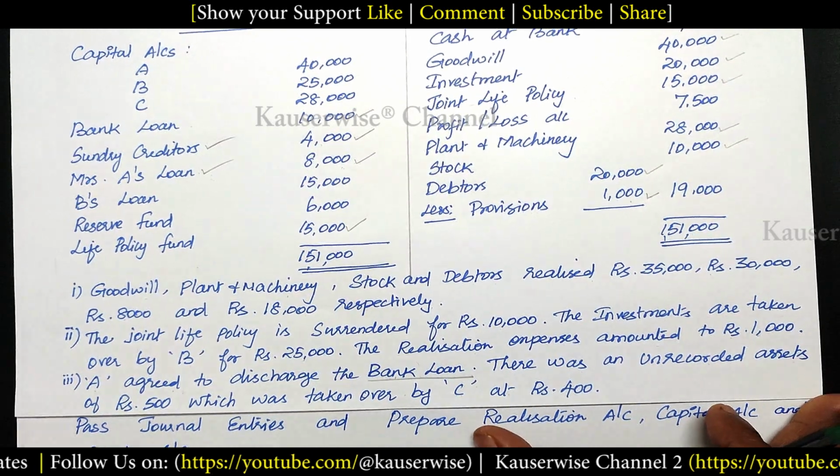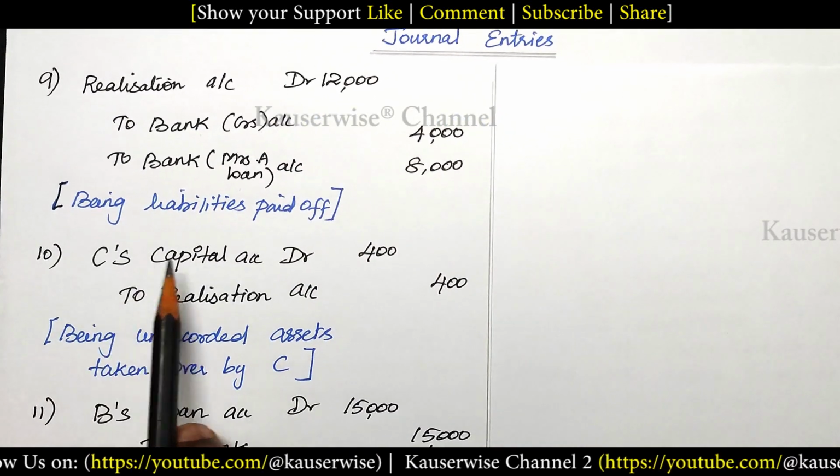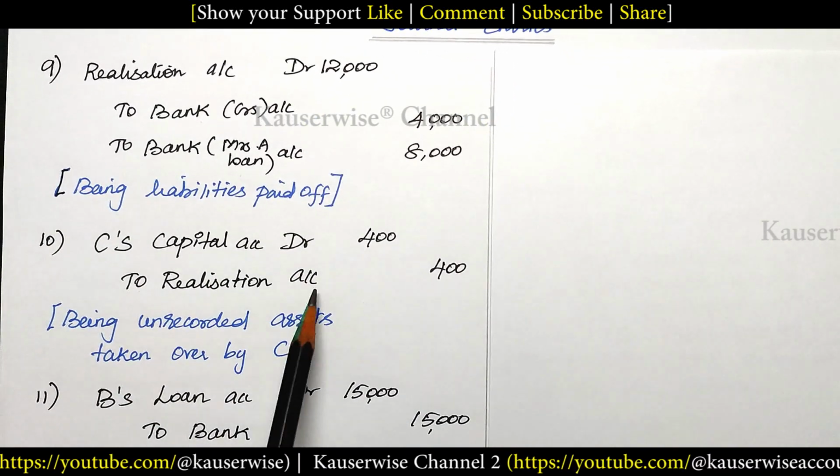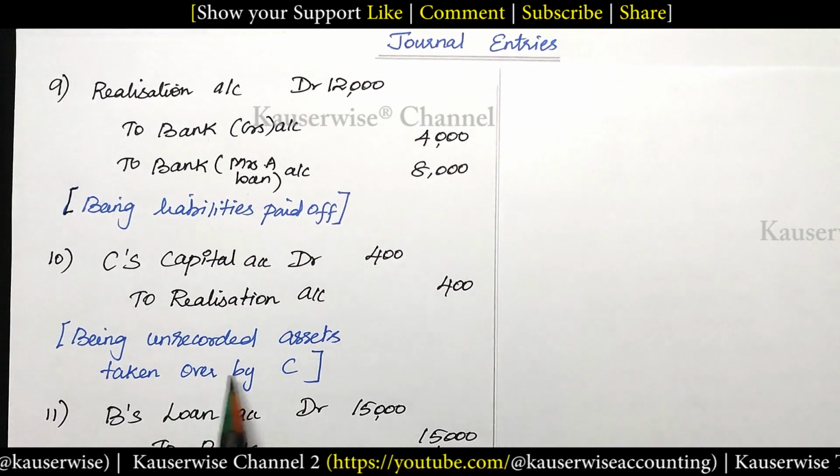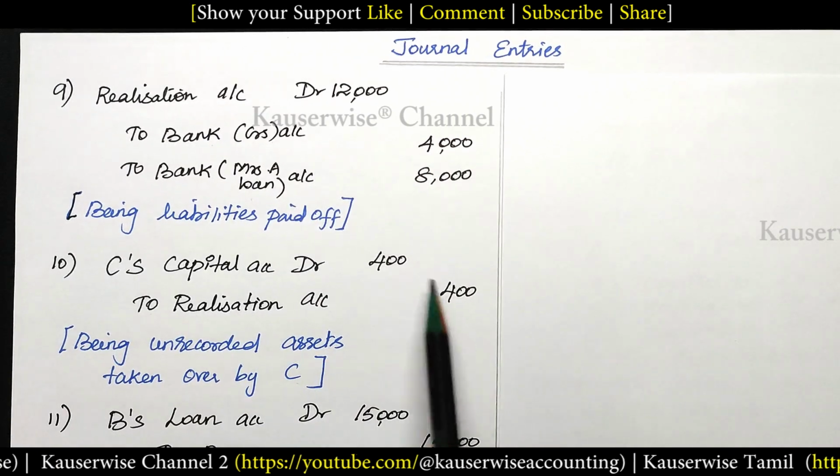Okay. See the entry. Look at the 10th entry. C's capital account debit to realization account, being unrecorded asset taken over by Mr. C. How much? 400 rupees.